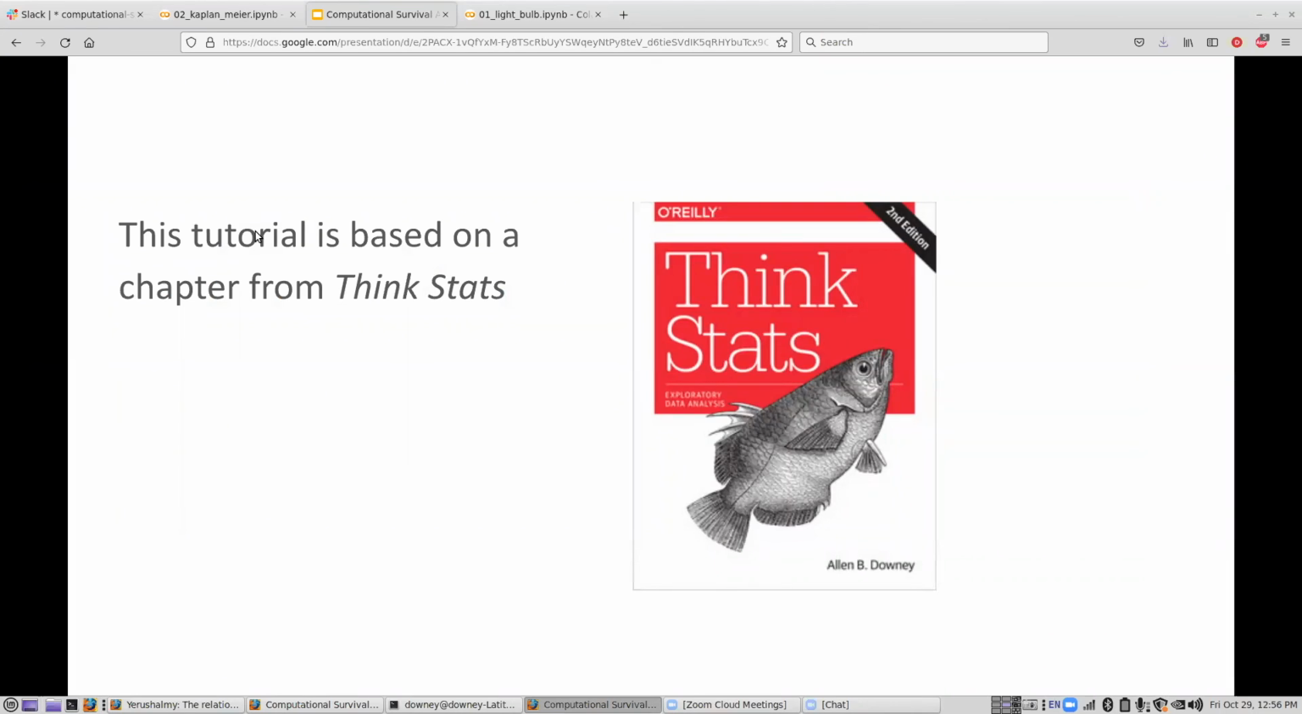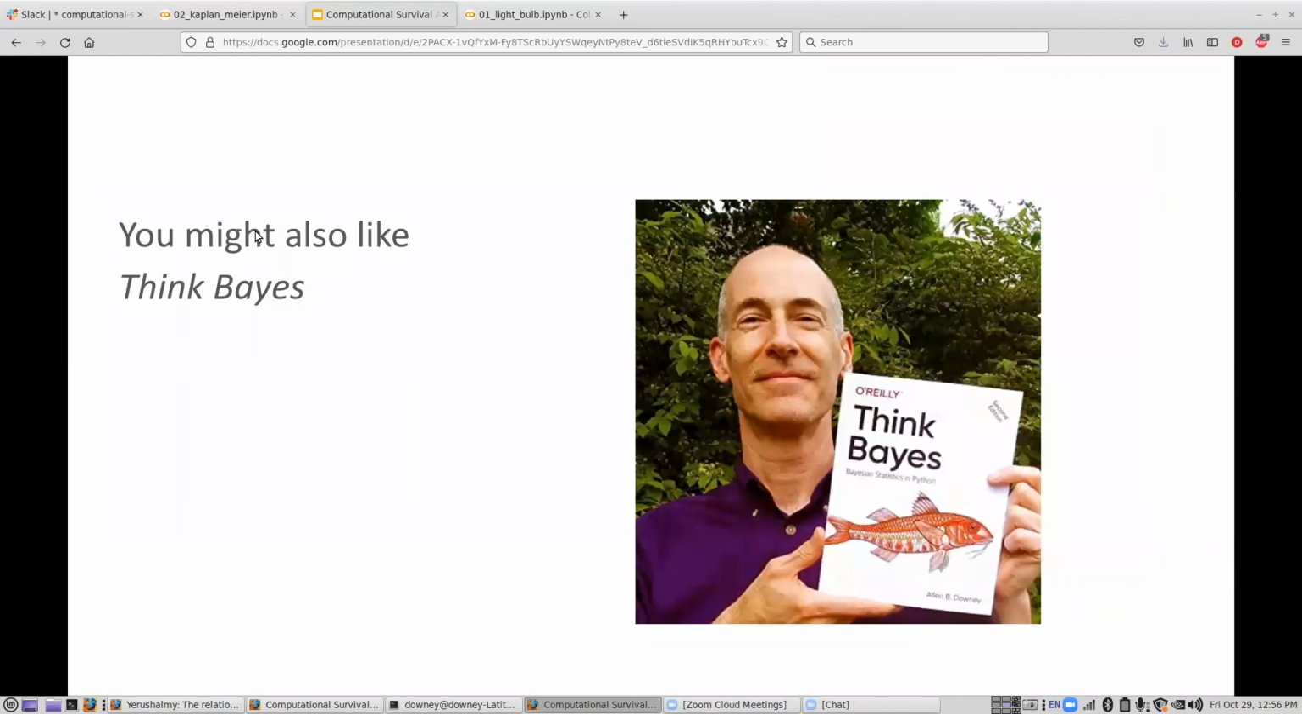If you enjoyed this, you might also like ThinkStats. This is based on one of the chapters from ThinkStats. And my most recent project is the second edition of ThinkBayes, which just came out a couple of months ago. If you're interested in Bayesian statistics, you could consult that.